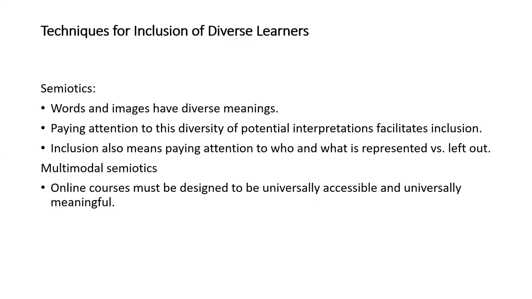By paying attention to the diverse ways in which learners may interpret our words and images, professors will be in a better position to make course design decisions that include all learners. Of note, inclusion also requires paying attention to our choices about who and what is represented in our course versus left out. We may forget that choosing certain images or information always involves an inherent choice to exclude certain images and information. So inclusion means striving to ensure that one's choices are representative of one's students and their needs.